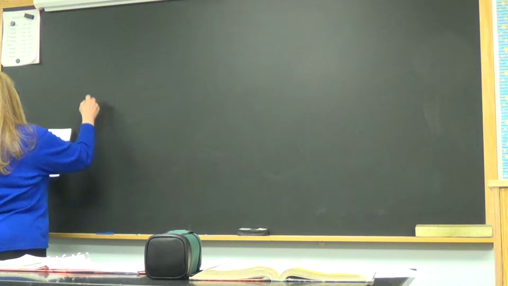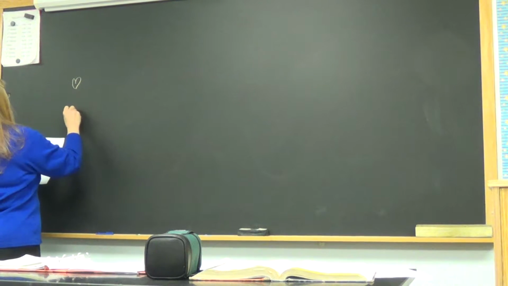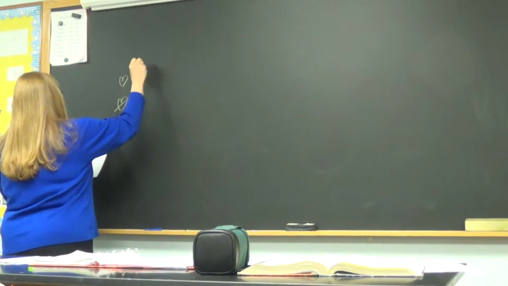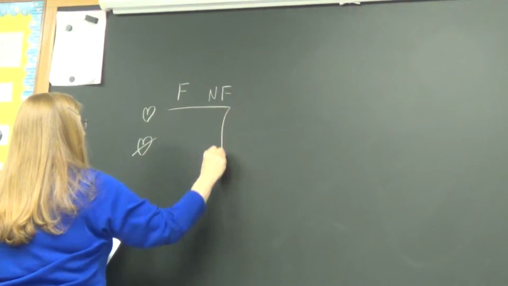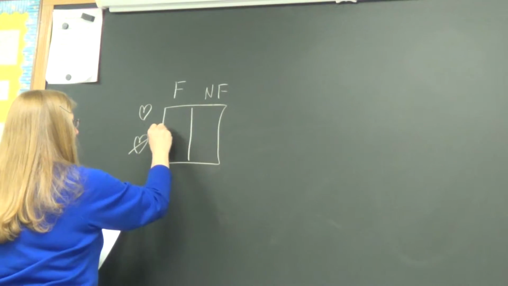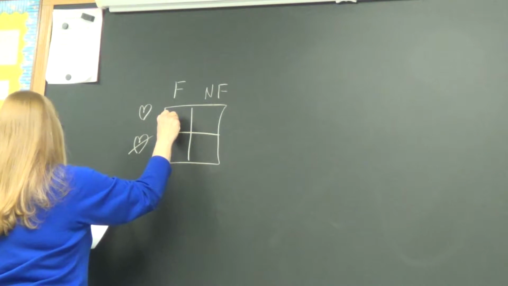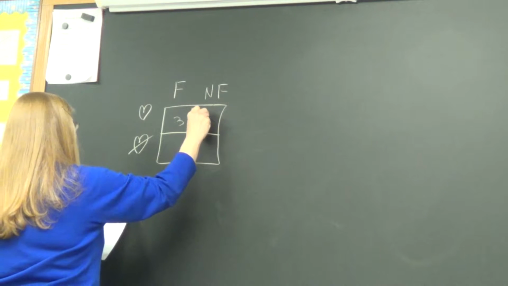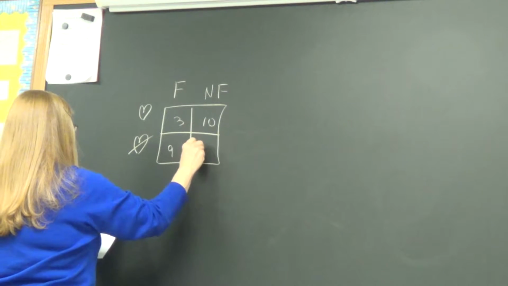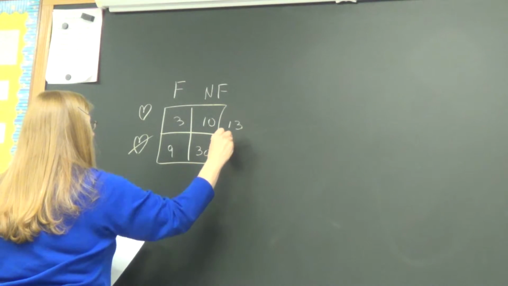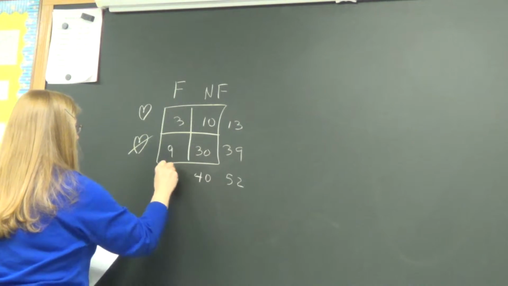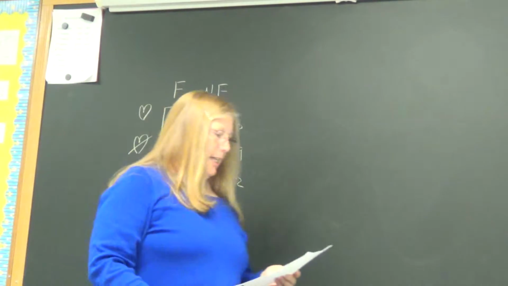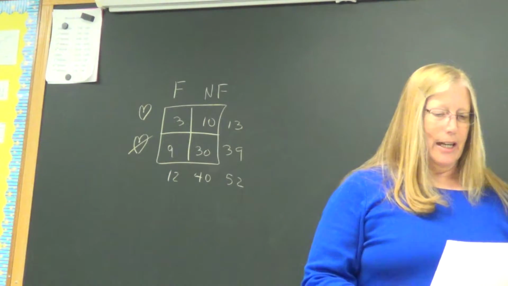I'll try yellow. It'll probably show up better. Let's see. Heart and not a heart. What was it? Face and not a face? Yep. All right. What were our numbers? I don't have them right here. MK, what's this one? 3, then 10, 9, 30. All right. So I'll put in the totals in case we need them. It's sort of a knee-jerk reaction whether you need them or not.